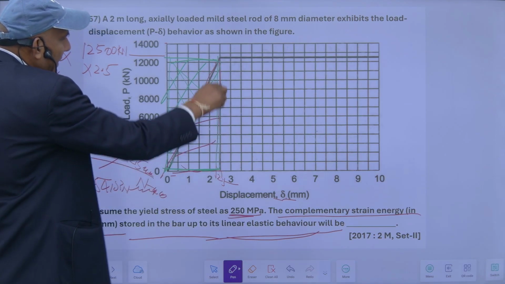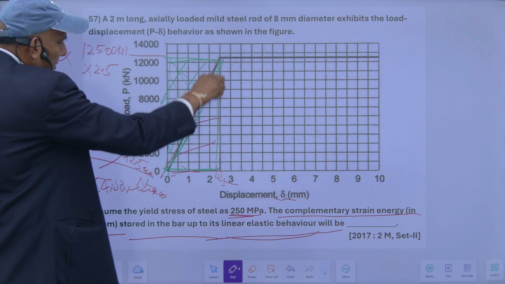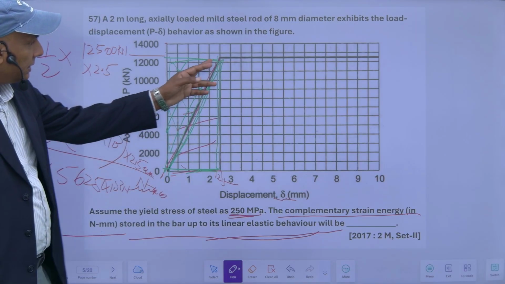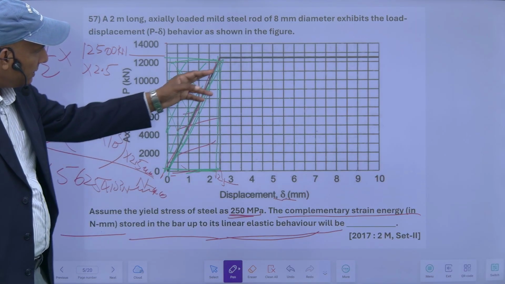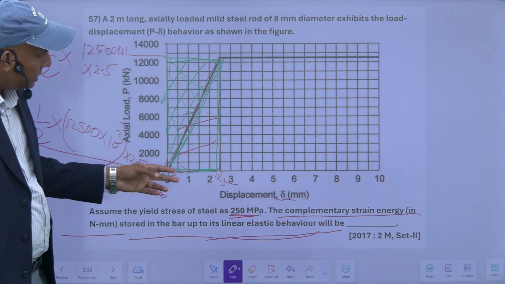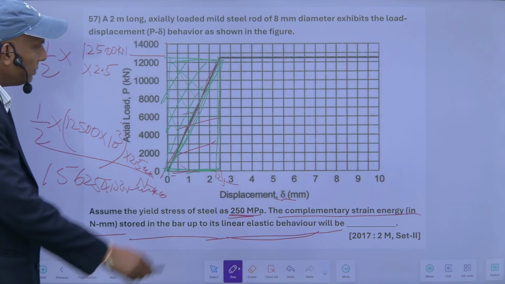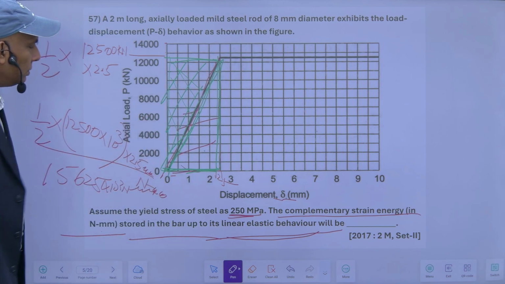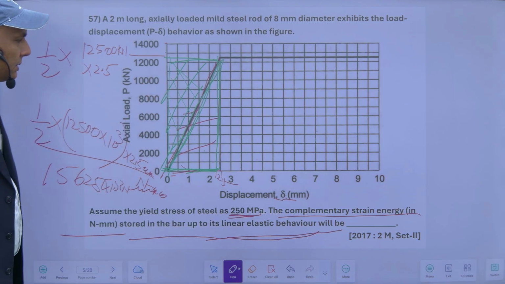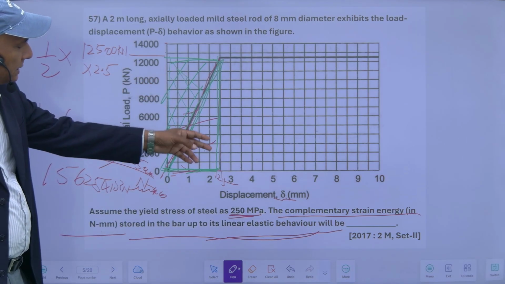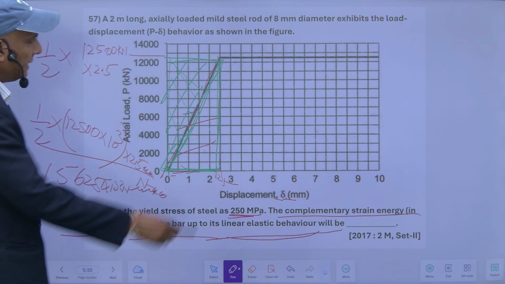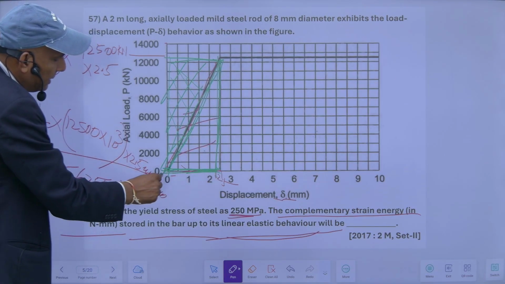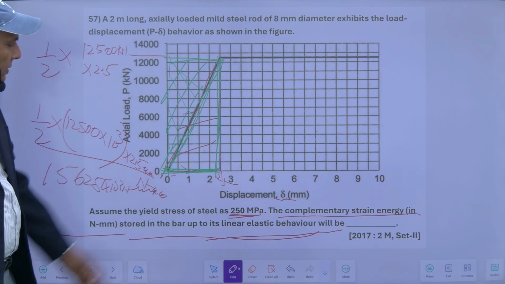So this is my elastic curve. Up to this, if I remove the load gradually, it will regain its original position. My deformation will disappear. So this is the elastic energy curve, and this is equal to the complementary strain energy. So the area of this portion is equal to the area of this portion, which is this side into this side divided by 2, the area of this triangle.